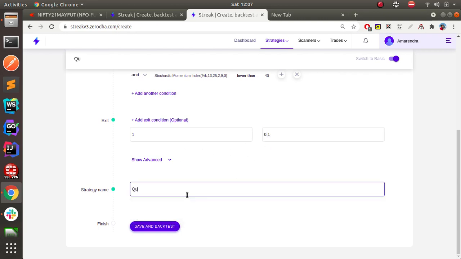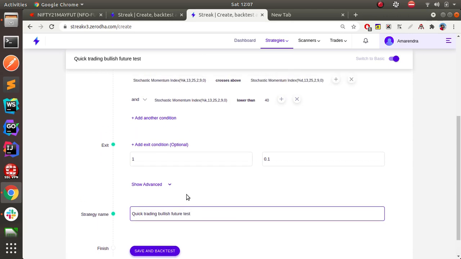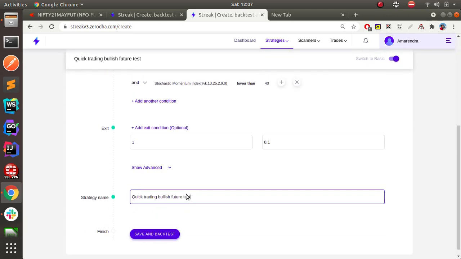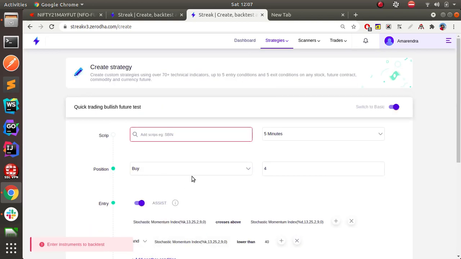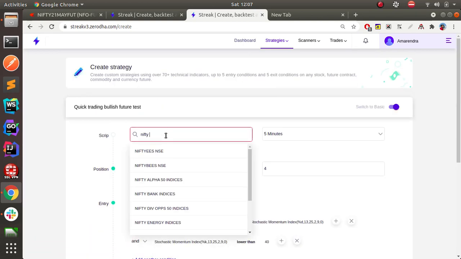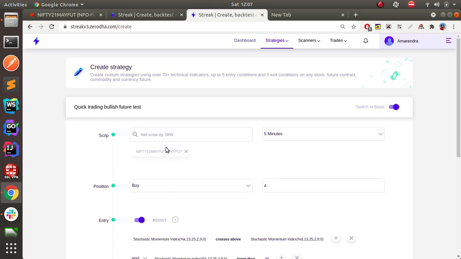For now, I'm naming it quick trading bullish future test. Based on the results, again we can fine tune. For now we can add this, and Nifty May future.